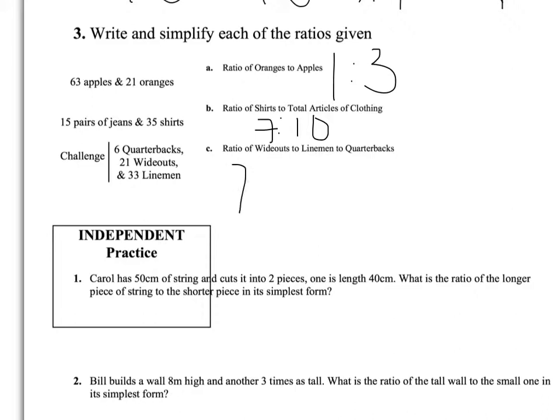And part C, let's have Elmer. 7 to 11 to 2. 7 to 11 to 2. No. 3. How'd you get that? I simplified. I reduced it. Each of them by 3. Oh, you reduced them all by 3. So 21 divided by 3 is 7. 33 divided by 3 is 11. And 6 divided by 3 is 2. Very good. Thank you for putting them in the proper order as well.